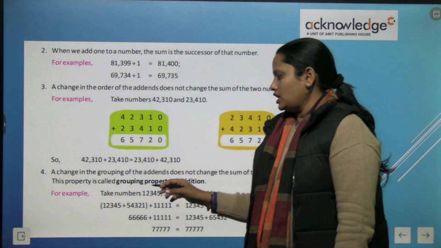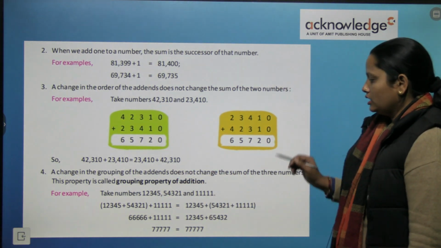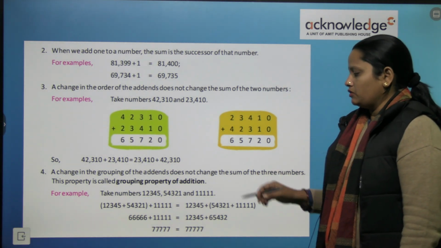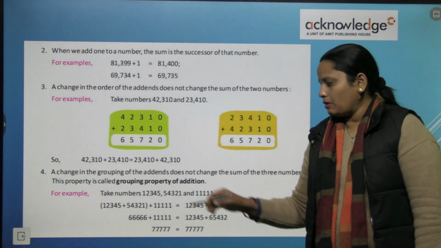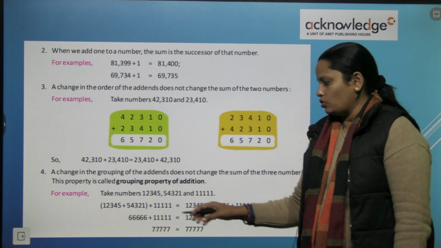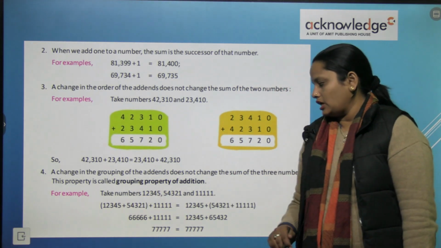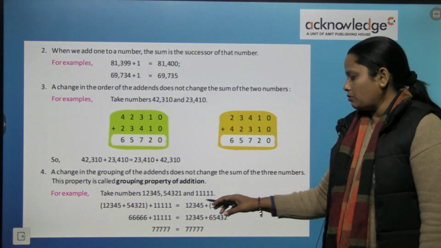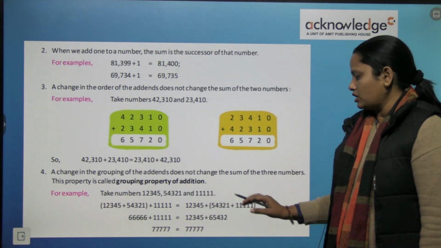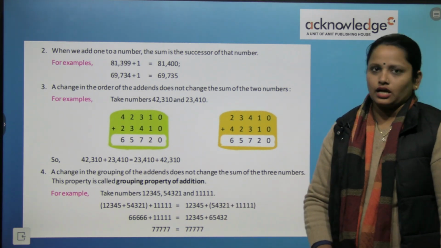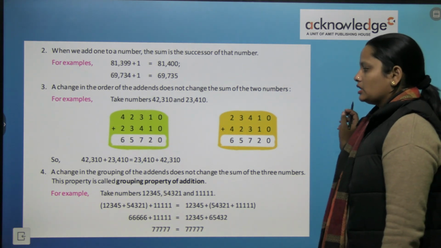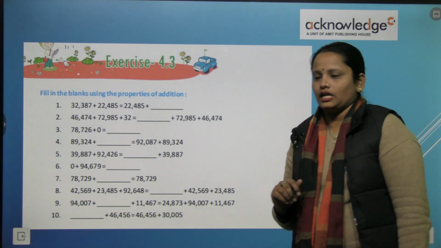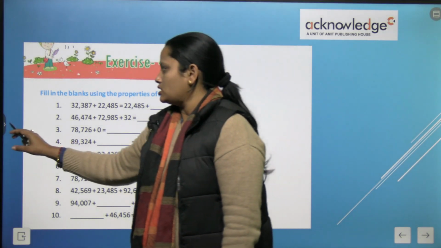For example, take numbers 1, 2, 3, 4, 5, then 5, 4, 3, 2, 1 and 1, 1, 1, 1, 1. So जब हमने इन सब को add किया, पहले हमने इन दोनों के group बनाए और इसमें add किया, तो answer आया this. और जब हमने इन दोनों के group बनाए, बाद वाले दो number के group बनाए और इन्हें add किया, तो भी answer आया same. So इसका मतलब हम किसी भी तरीके से group करें, answer will not change.